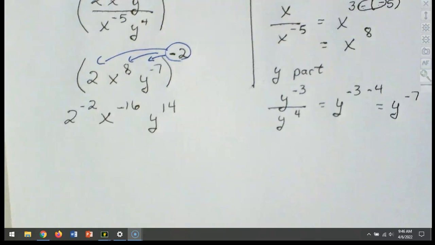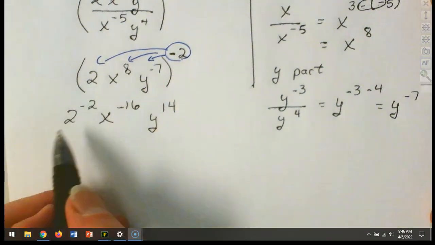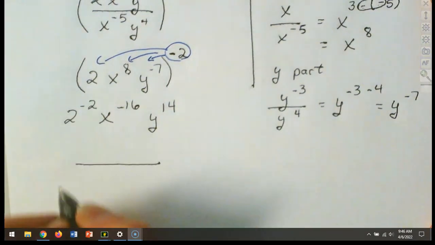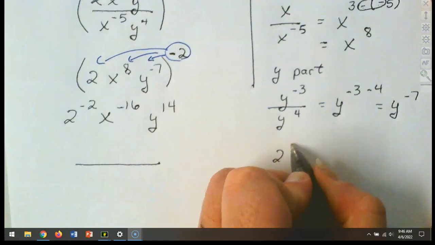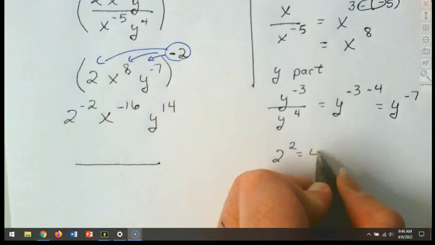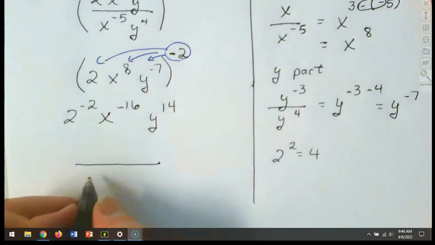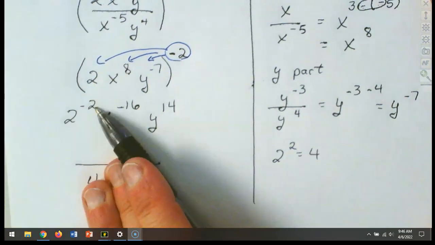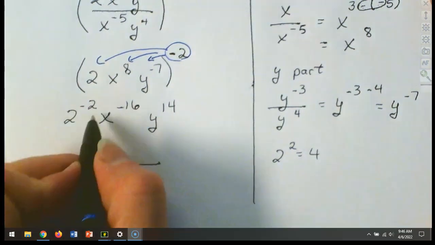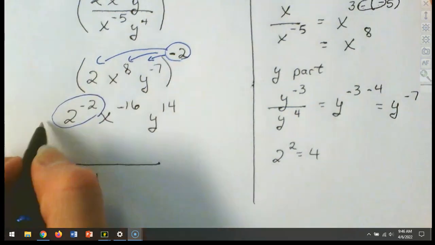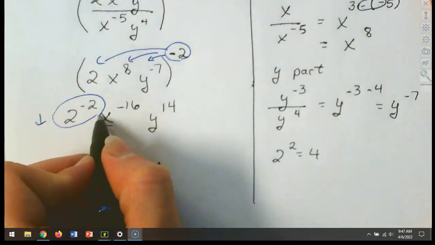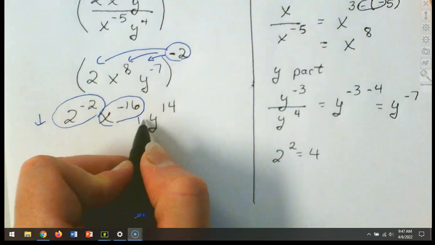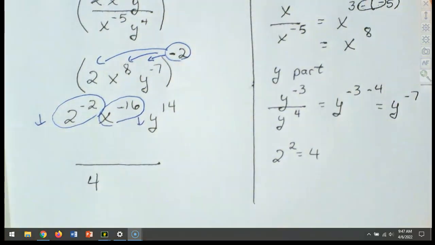Almost finished. So what do we need to work with here? Well, we've got all these negative exponents. Now what about 2 squared? 2 squared, we know that's a 4. So that's going to go down below, because this one goes down below. And this one also goes down below. So the 4.